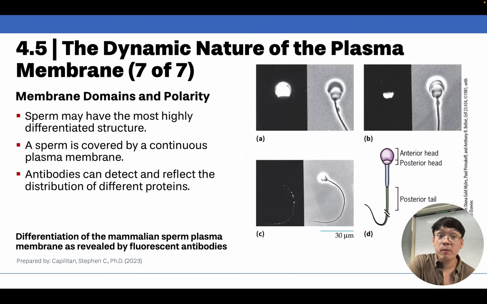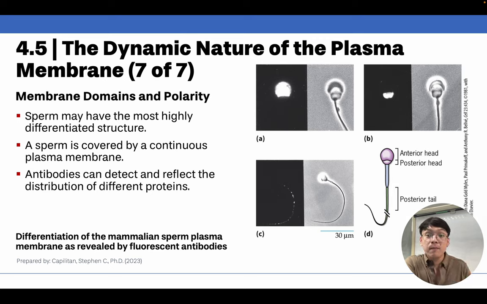Sperm cells may have the most highly differentiated structure. They are covered by a continuous plasma membrane, and we're using antibodies that can detect and reflect the distribution of these proteins. This example, this photo, is the mammalian sperm. Here you can see their plasma membranes revealed by fluorescent antibodies.